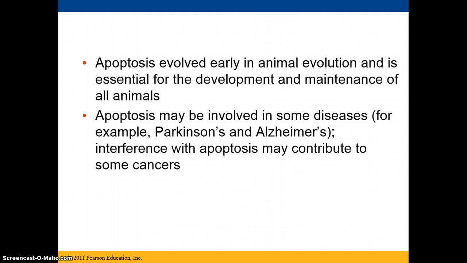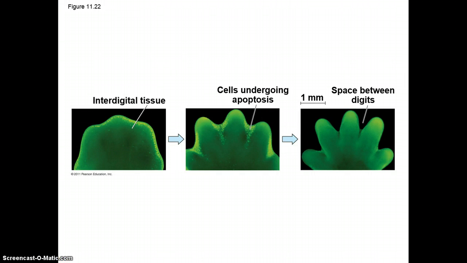So apoptosis can also be involved in certain diseases, like, for example, Parkinson's and Alzheimer's, and interference with apoptosis can contribute to cancer, leading to cell overgrowth and uncontrolled cell division.